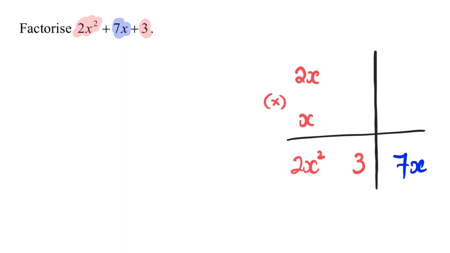So I'm testing that if I have 3 and 1 here, will that work out? So let's just test it out. X times 3 will give me 3x, and 2x times 1 will give me 2x, and when I add them together, does it give me my 7x? No. So I know that this is not the correct answer.